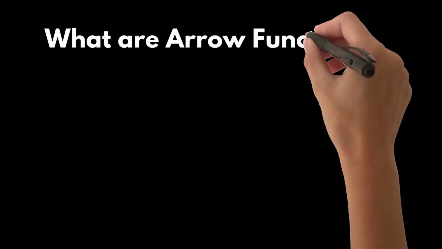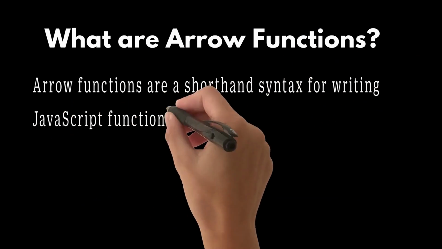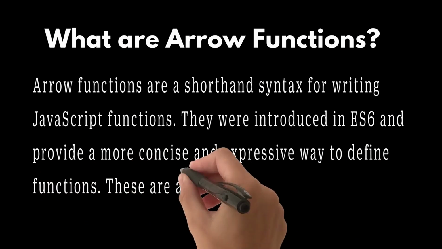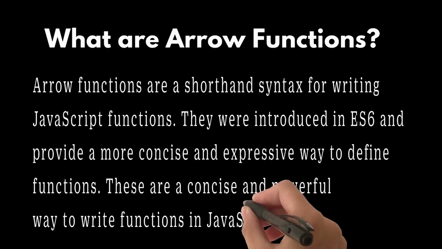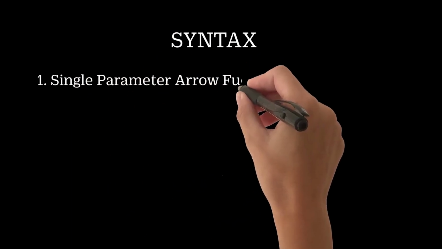What are arrow functions? Arrow functions are a shorthand syntax for writing JavaScript functions. They were introduced in ES6 and provide a more concise and expressive way to define functions. Syntax 1. Single parameter arrow function.